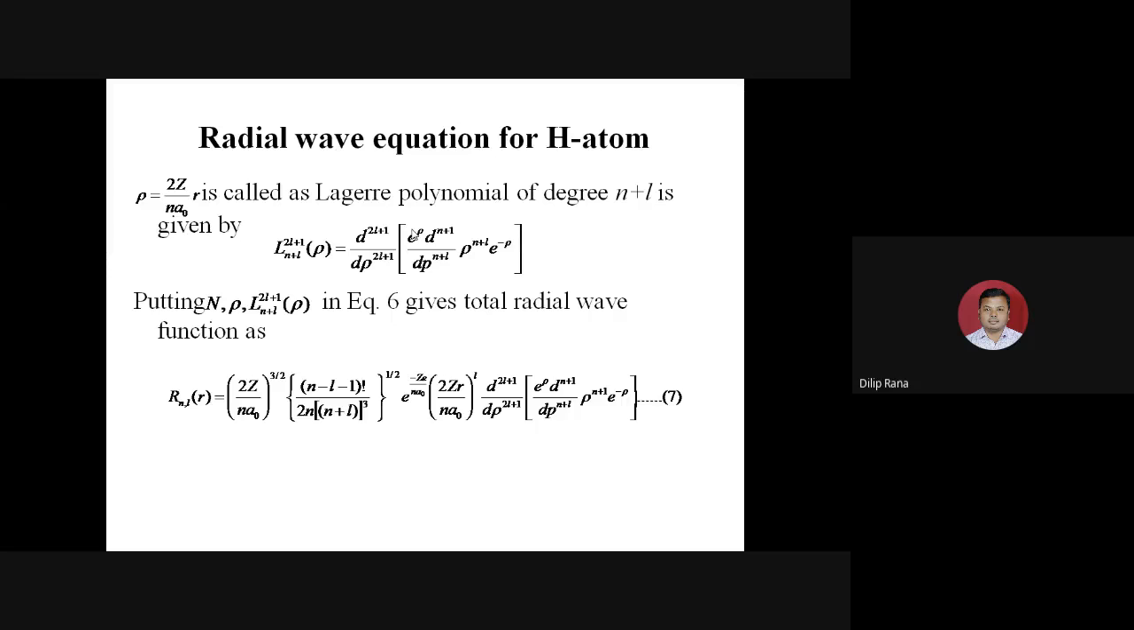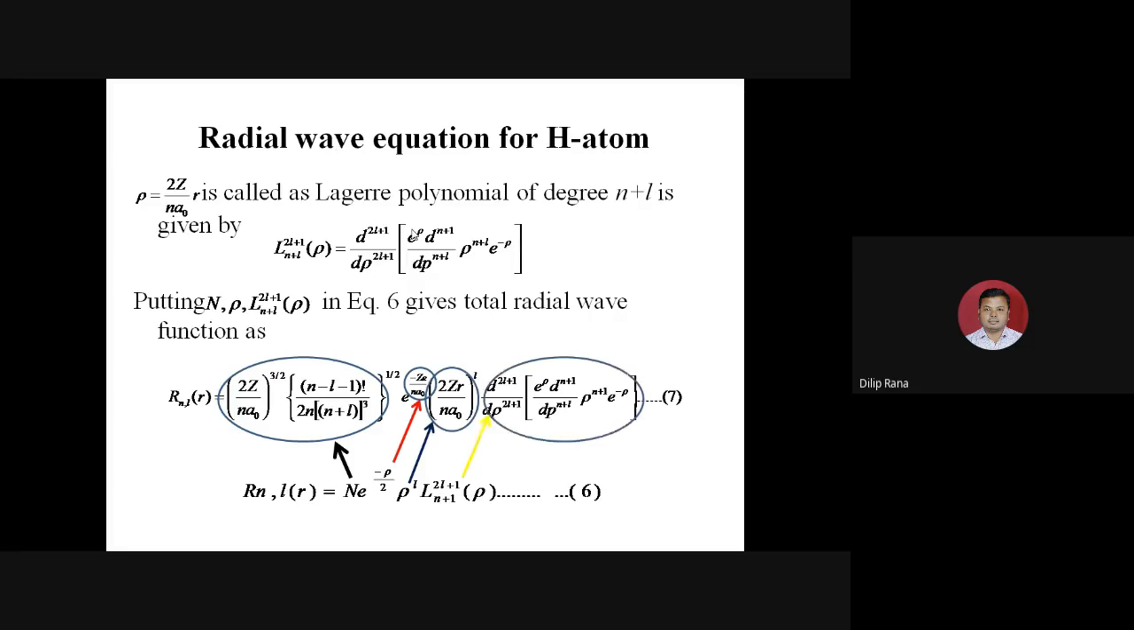Now this is easy to remember. How is it easy to remember? This is the first part, that is the normalization factor that we determined. Then this is the rho, which depends on r, and this is the Laguerre polynomial. This is the final equation of the radial wave function for hydrogen, the radial wave equation for the hydrogen.